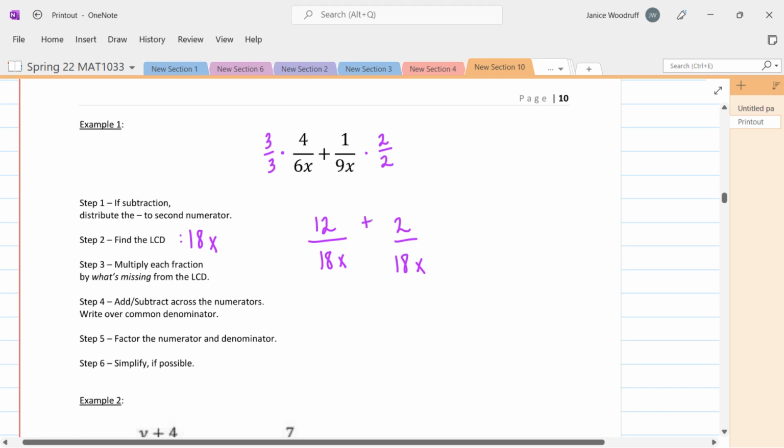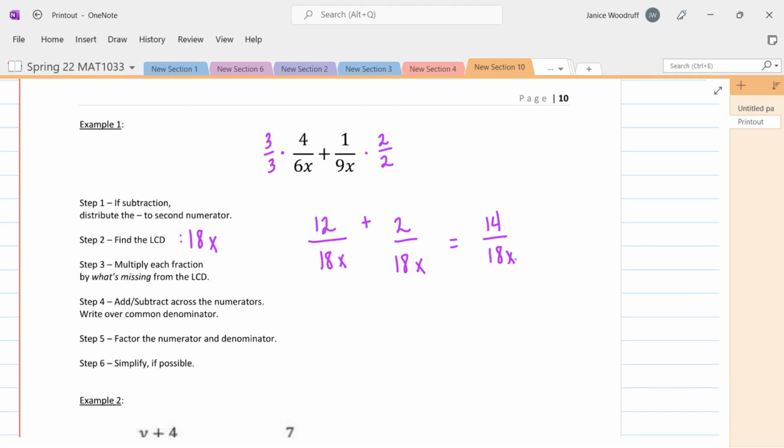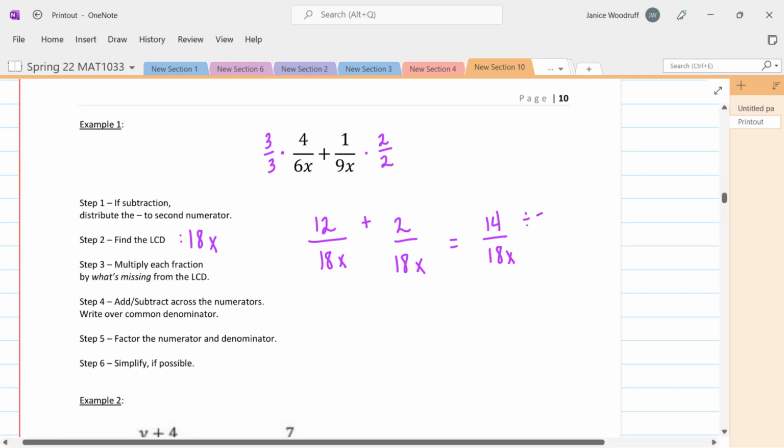Okay, then we add or subtract across the numerator, so 12 plus 2 is 14. We write it over the common denominator, 18x. Now this one we don't factor, but if we had factorable problems, then we would factor and then simplify. Now this one we can simplify. We can reduce both of these by 2. And that would give us 7 over 9x for our answer there.